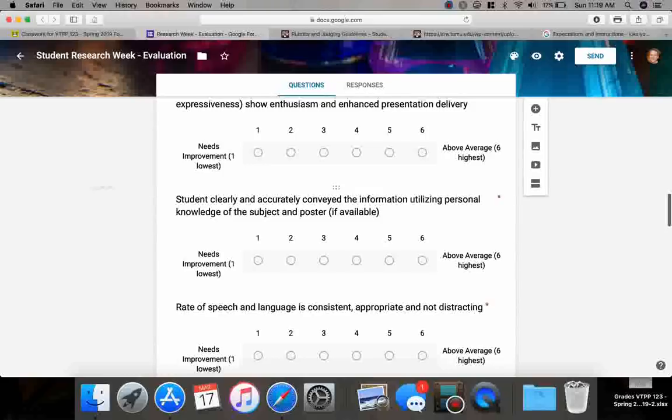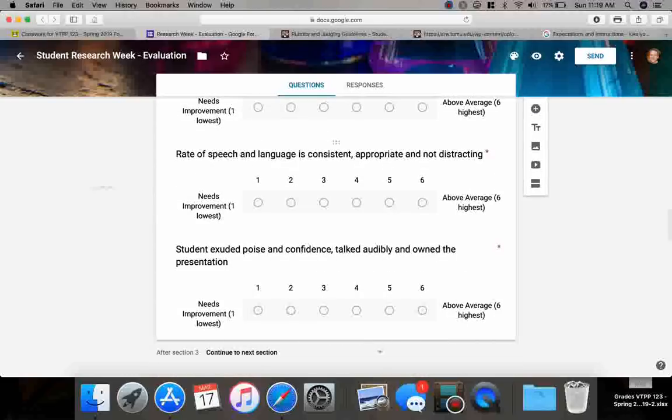Okay? Now it says and poster if available. That's because if this is an oral presentation, it wouldn't be a poster. It would be some type of PowerPoint slide most likely. Rate of speech and language is consistent, appropriate, and not distracting. You may go to a student that is an international student. Keep in mind a language barrier that may exist. If the student is still speaking clearly, an accent doesn't mean rate of speech, language, appropriate, consistent. Accent's perfectly acceptable in an academic context because we are a worldwide group of scholars.